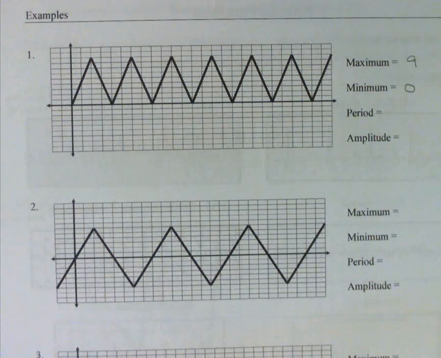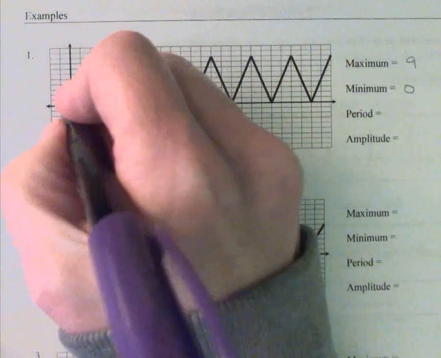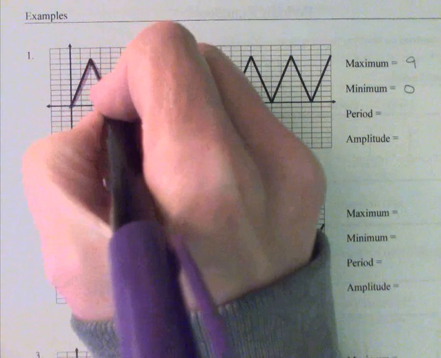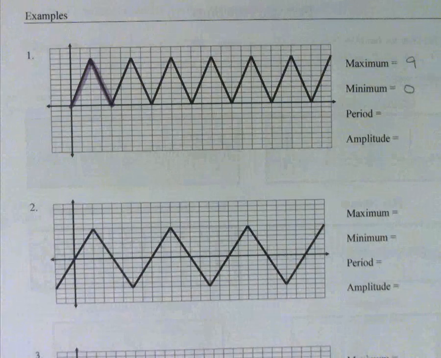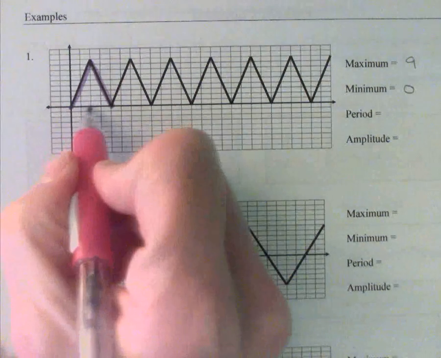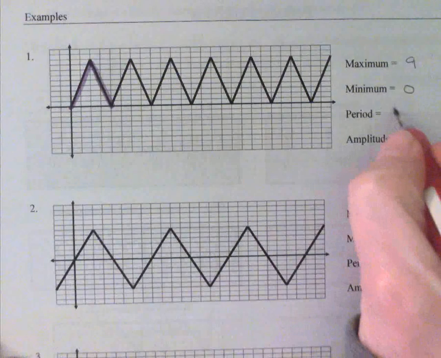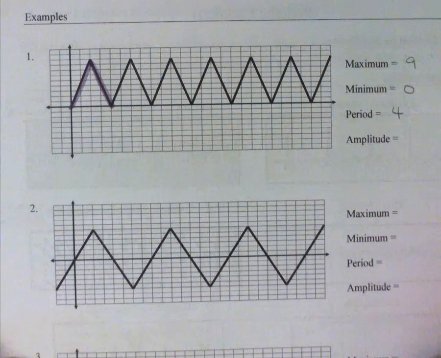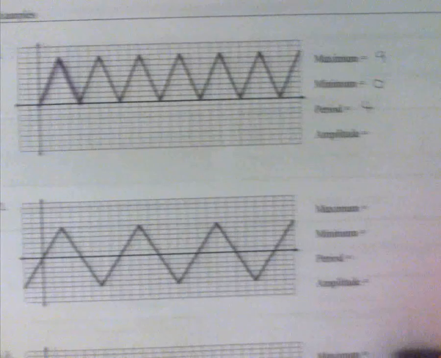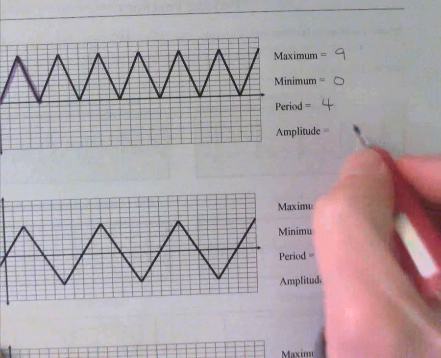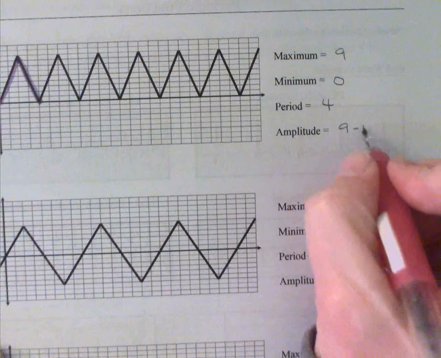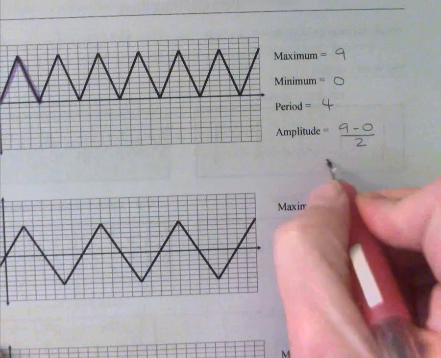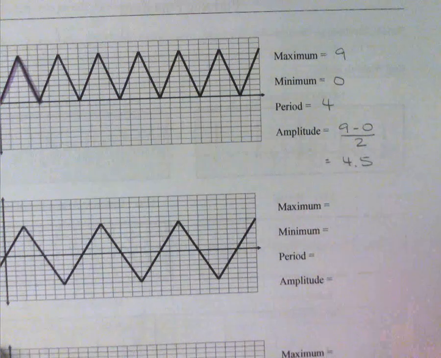The period is how long it takes to do one cycle. So what I'm going to do is highlight one cycle, and I can highlight any cycle that I want. So I'm going to highlight that one. And I can see that if I count 1, 2, 3, 4, it takes 4 spaces to complete the cycle before it starts again. The amplitude is the maximum minus the minimum divided by 2, which says that the amplitude is 4.5.